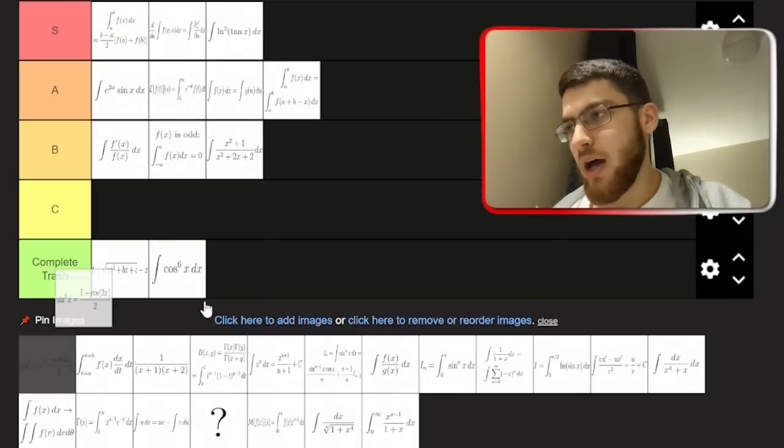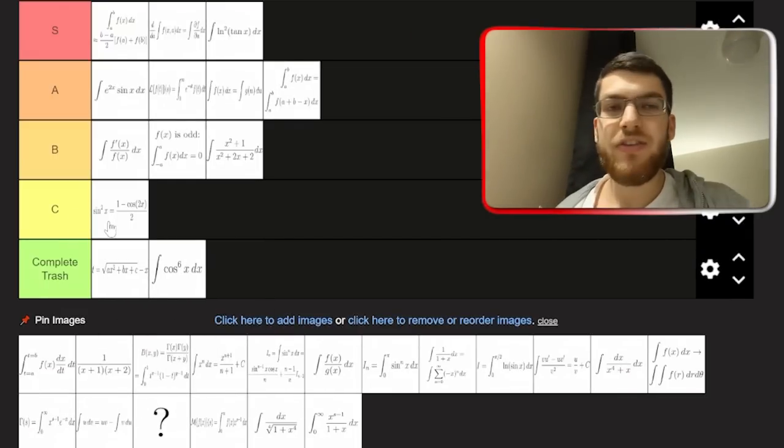Next, we've got trig identity, C tier. I mean, come on, trig identity. Unless you've got sine squared or cosine squared, it's not very useful, and it's not very satisfying either.